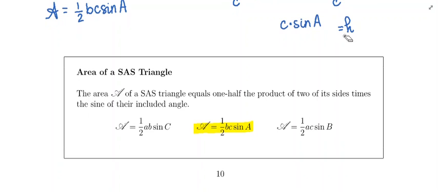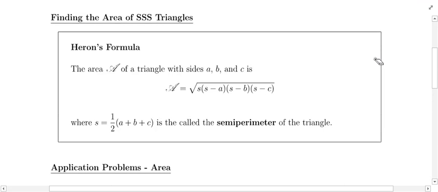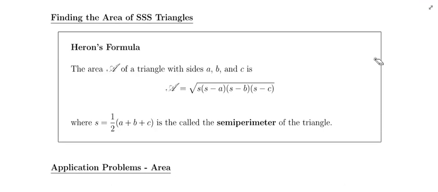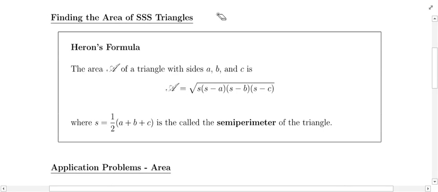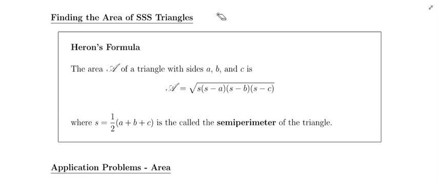Okay, the other shortcut, this was the shortcut for an area of a SAS triangle. The other shortcut is for the area of a side-side-side triangle. Clearly that is the case when all 3 sides are given. I'm not going to derive this formula. It is called Heron's formula. So this is what it says. The area A of a triangle with sides A, B, and C is given by this formula.